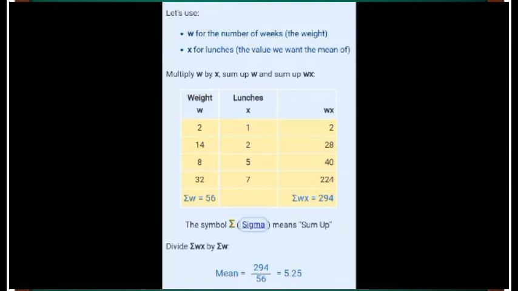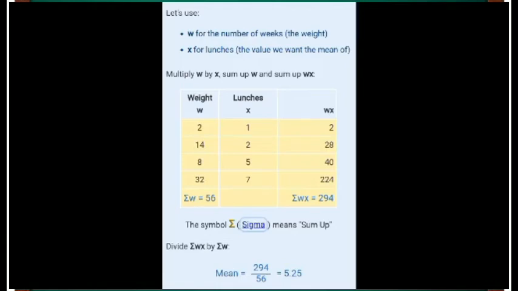For the next part of the video, we are about to see how to find the weighted mean in the other way. W for the number of weeks or the weight, X for the lunches or the value we want the mean of. Multiply W by X, sum up W and sum up WX. Weight: 2, 14, 8, 32. Lunches: 1, 2, 5, 7. So 2 times 1 equals 2, 14 times 2 equals 28, 8 times 5 equals 40, and 32 times 7 equals 224. So the summation of W is equal to 56. The summation of WX equals 294.